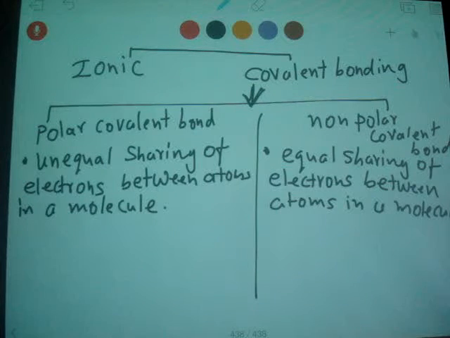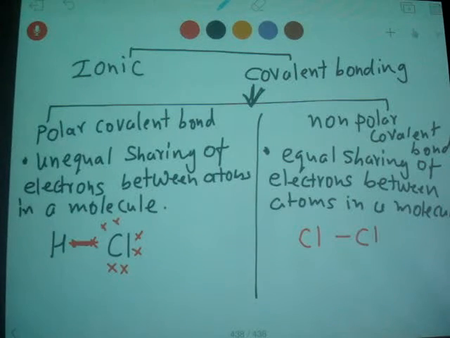So let's say, for example, we have an HCl molecule, and we place 1 dot for hydrogen and 7 for chlorine, and they are sharing their electrons. In here, chlorine and chlorine are sharing 1 electron between them. So their bonding is right here.